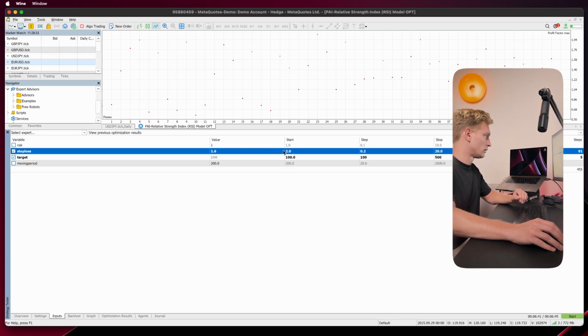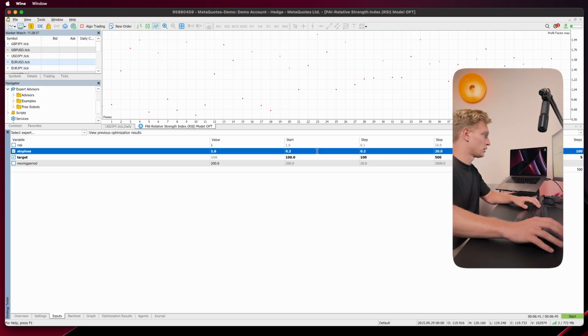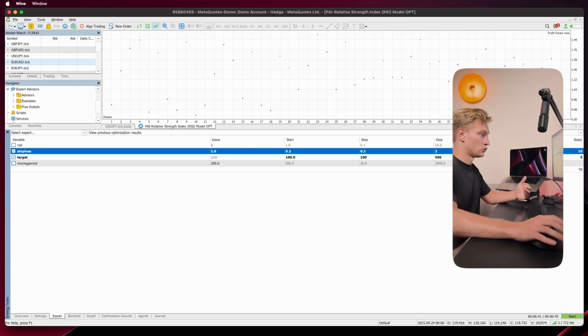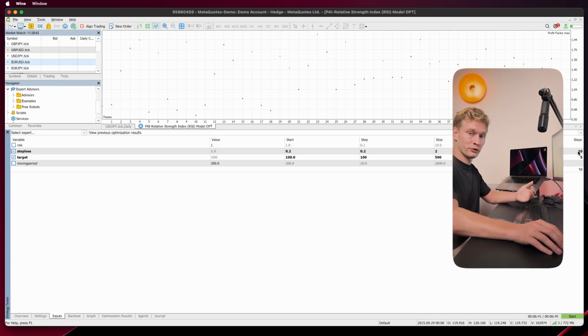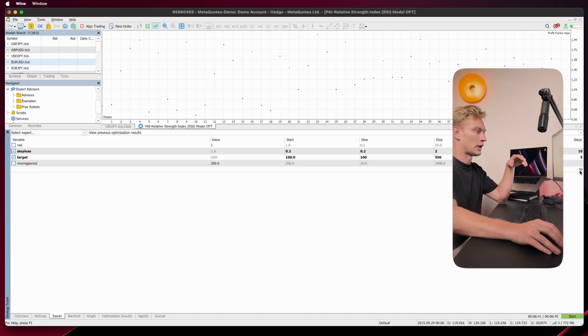Stop loss, same story. If you start at maybe a 0.2 of really tight stop loss, you step 0.2, and then maybe you want to stop at 2, so 2%. Then you have 10 different stop loss settings, and you also have 5 different targets, and they will be combined. And we have 50 different backtests now.